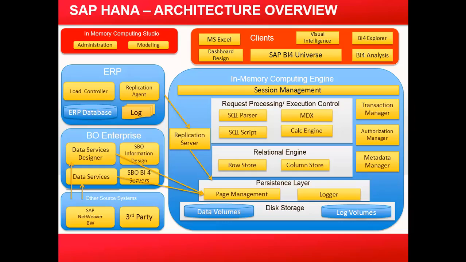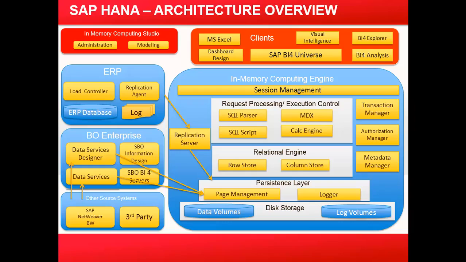Then at the bottom we can see the persistence layer. Because this is in-memory, everything happens in memory. So in case there is any power failure, or we need to restart the system, all the persistent information and all the logging information is stored on disk. So it keeps track of what changes have happened and where they are stored.